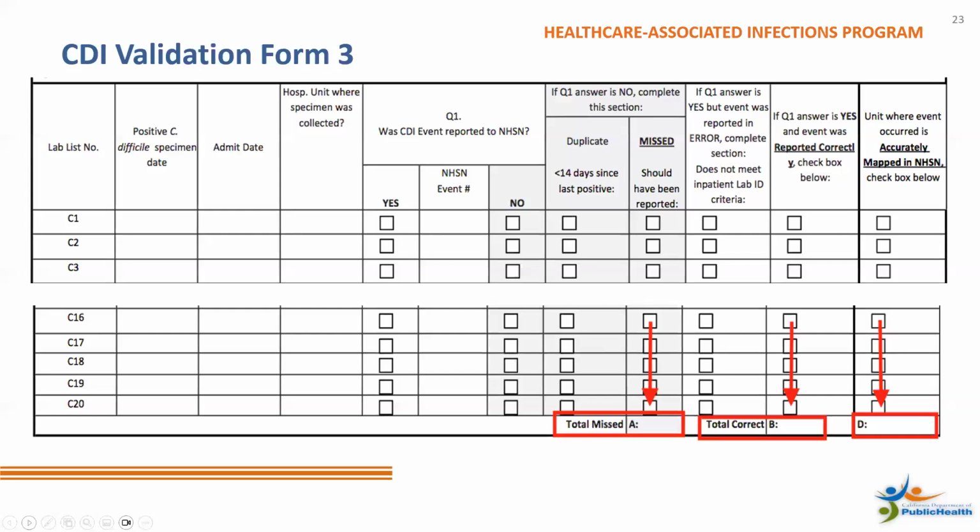If question 1 answer was yes, but event was reported in error, complete this section that it was reported in error and does not actually meet lab ID criteria per NHSN. Please check the box here if it was reported correctly, that you have verified by reviewing the medical record, and that it was reported to NHSN, and yes, it was reported correctly. And then also verify in the final box that you have double-checked your mapping for the unit of attribution, that it is mapped correctly in NHSN. Next slide.